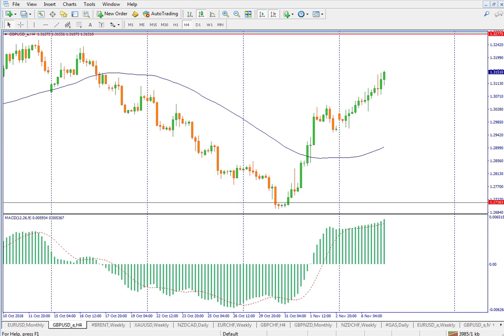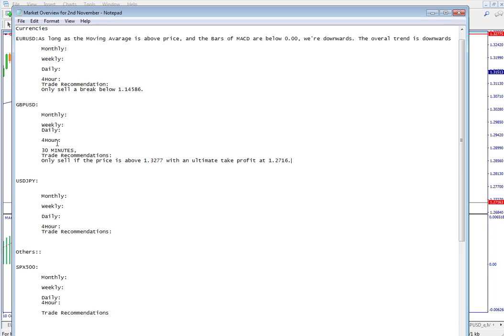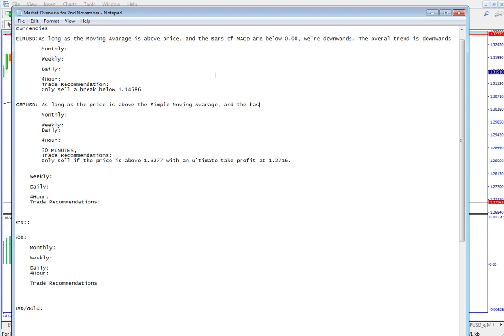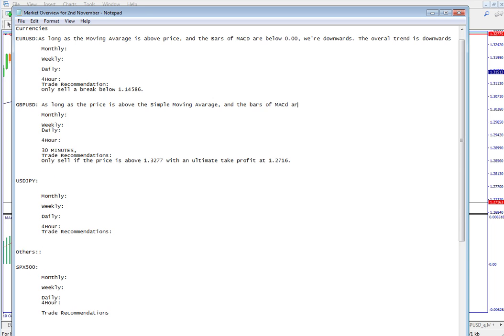So we say that as long as the price is above the simple moving average and the bars of MACD are above 0.00, we expect a move to the upper side.